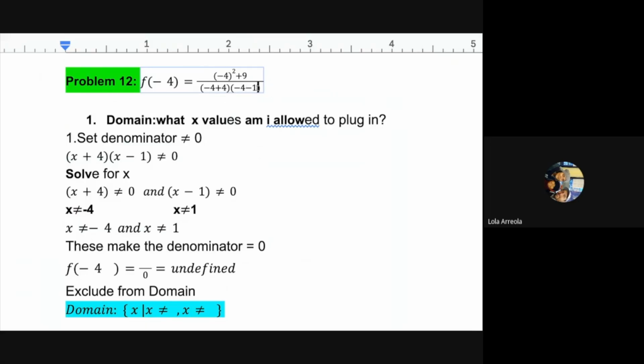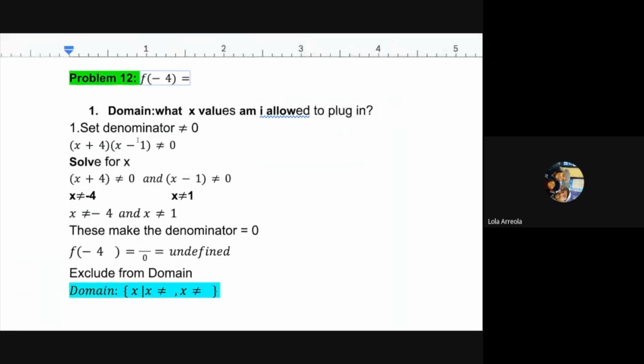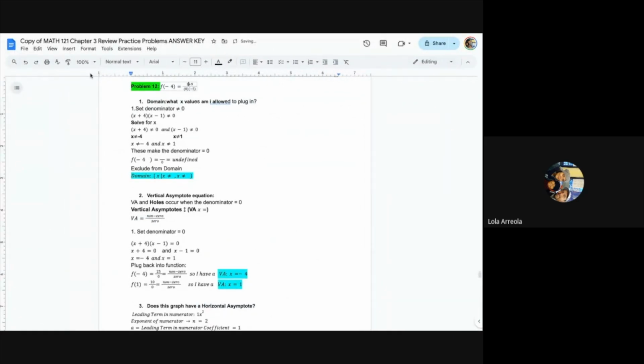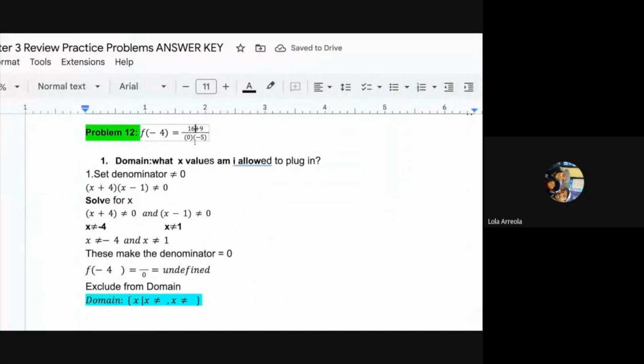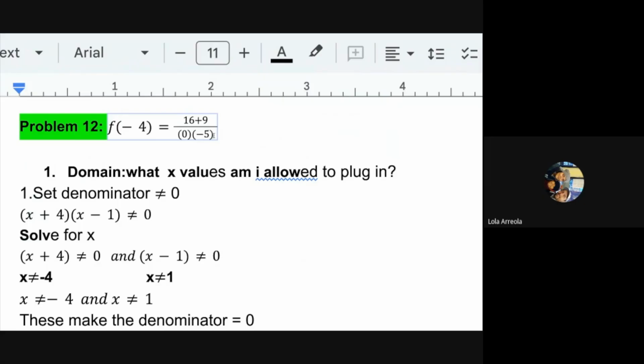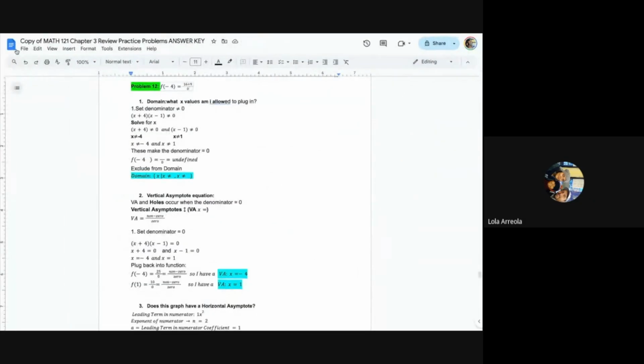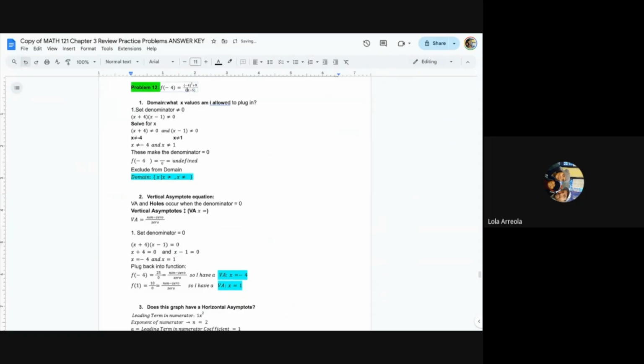All right, now it's time to simplify. -4 minus 1 is -5. -4 plus 4 is 0. This is going to be 16 plus 9. Whatever, the point is that the denominator, 0 times -5, is 0. So I'm going to get a number over 0. Is that a defined number? No, it's undefined. So what happens when I plug in the x values that I just solved for? They make my denominator 0.